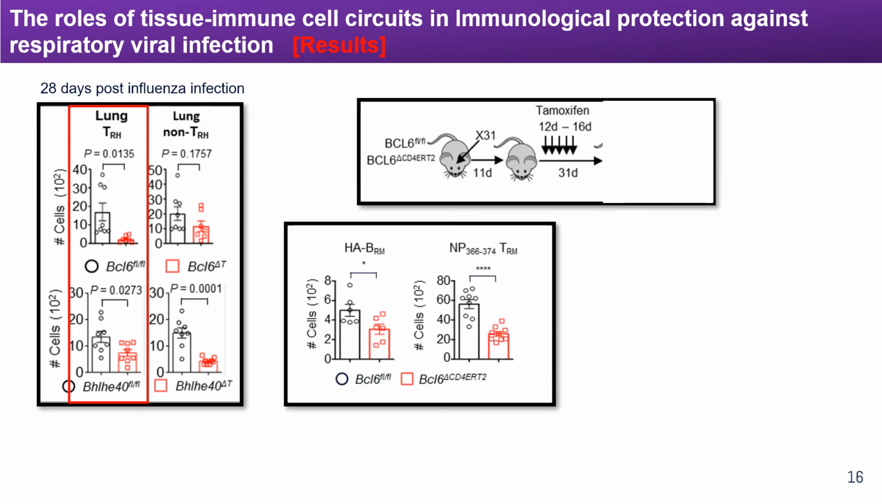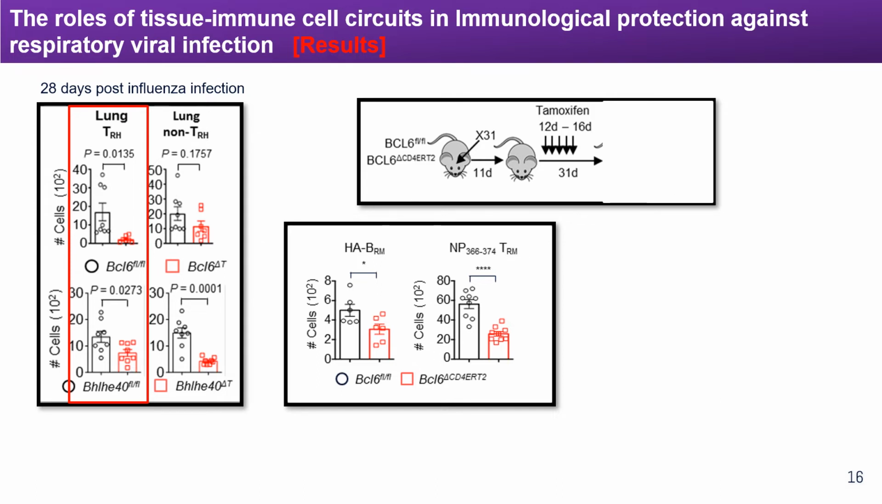Then, to make sure that TRH cells are a truly unique population that assists CD8 TRM and BRM development and maintenance, I designed BCL6 conditional knockout mice with the BCL6 flox CD4 ERT2 system. In this system, BCL6 is abrogated when I treat with tamoxifen, so I can control the time point of BCL6 depletion. I didn't put the TRH cell number data here. The TRH cells were dramatically diminished in the BCL6 flox CD4 ERT2 mouse model. Antigen-specific BRM and TRM were also reduced together with the CD4 TRH cells.